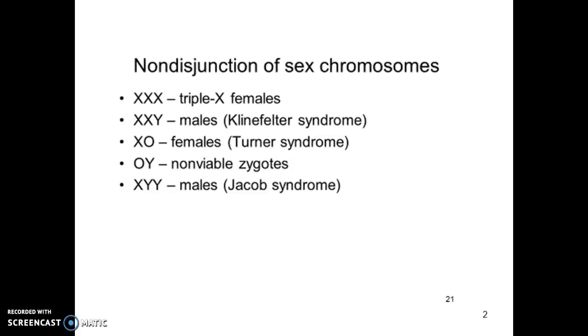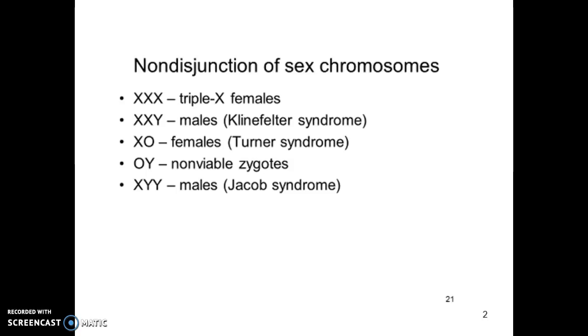If the Y chromosome in the sperm combines with an egg that is missing the X chromosome, so it's a monosomic individual again, then that zygote doesn't even form. It's non-viable. It will not develop.